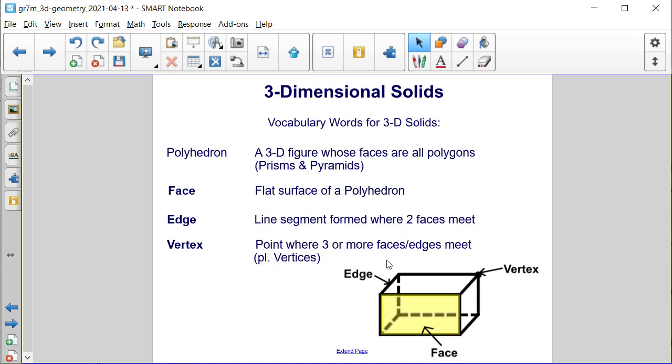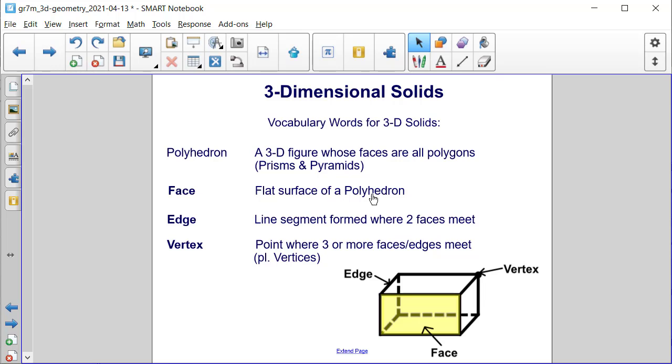Here are some vocabulary words for three-dimensional solids. The first vocab word is polyhedron, which we actually went over. It's a 3D figure whose faces are all polygons. Examples of these are prisms and pyramids. We will find out more specifically about these special types of polyhedra in a little bit.